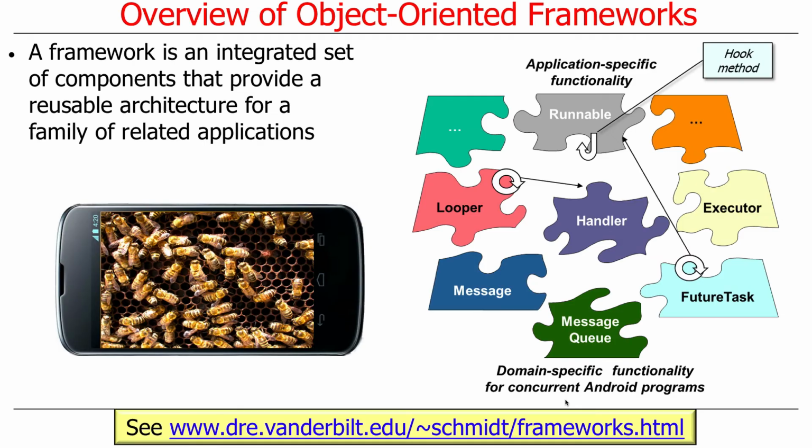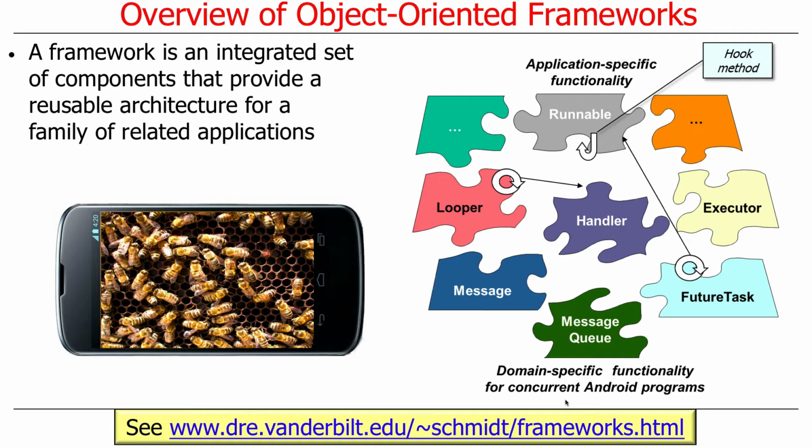So what's a framework? I've given you a little overview. This is going to go a little deeper than we've talked about before. A framework is basically an integrated set of components that collaborate to provide a reusable architecture for a family of related applications. That's kind of a mouthful. What does that mean? It means we've got a bunch of components or classes, typically. We've got all the classes from the Java platform that come along for the ride, copied by Google. We've got the classes from the Android platform, which we talked about last time. And they're integrated.